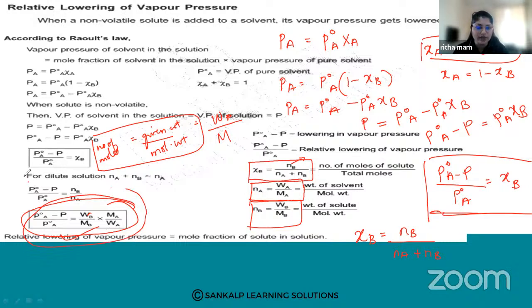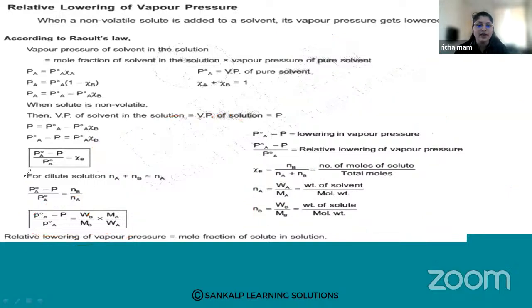By using this formula, we are going to find out the relative lowering of vapor pressure. So relative lowering of vapor pressure is equal to the mole fraction of the solute in the solution. Is it clear up to here? Yes, relative lowering of vapor pressure. When we solve the problems, you will come to know. These formulas are very important. You have to remember this formula so that when we are solving problems, you will know exactly what we are going to do.